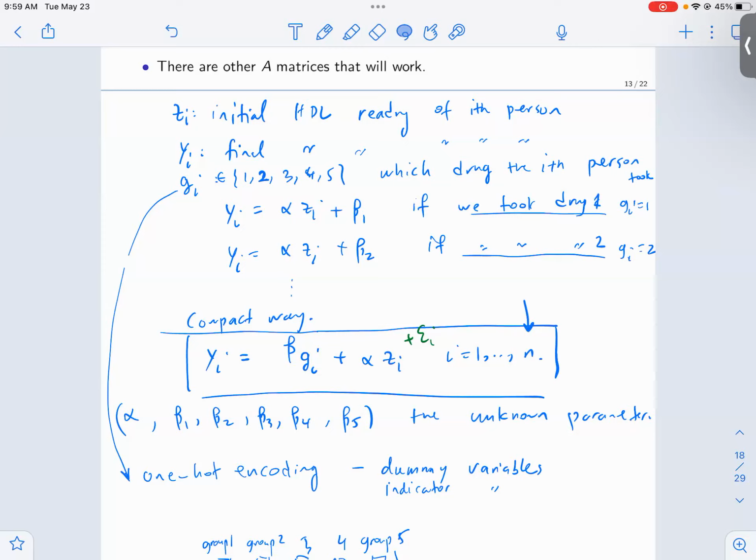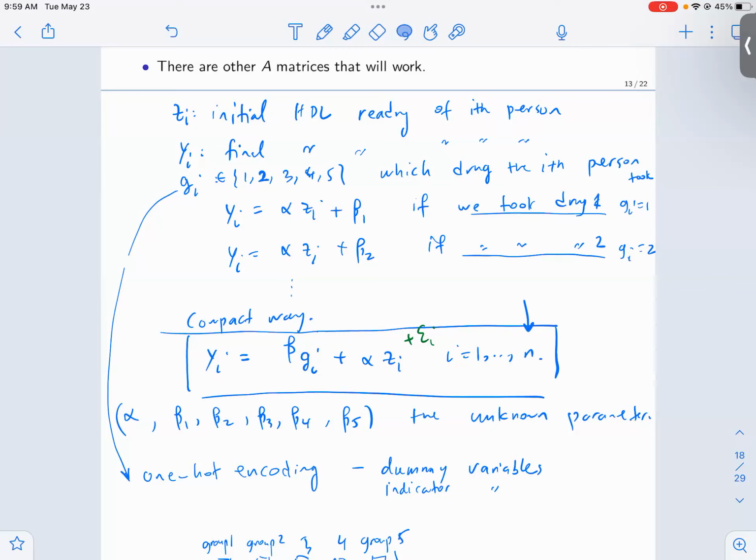Multiplication factor for the initial level? Yes. So if you want to read this, if I look at one group, I get an intercept plus alpha times that, right? If I look at a different group, I get a different intercept but alpha times zi. So this part is the same. So within each group, you're running a simple regression, but in each group, the intercept is a different parameter.